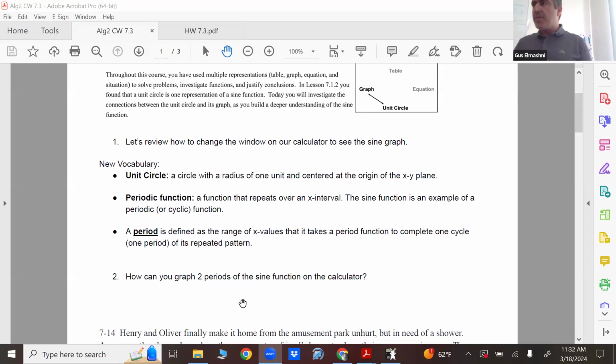Period is one cycle. Like, for example, we have 6-minute periods, right? So that's just like a regular cycle, right? That we notice it has a pattern. And then number 2, how can you graph 2 periods of the sine function on the calculator? Okay, so we're going to do some calculator work right now.